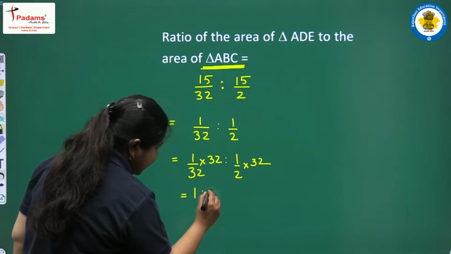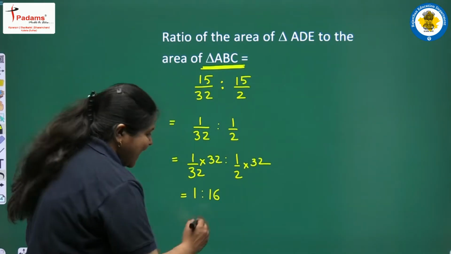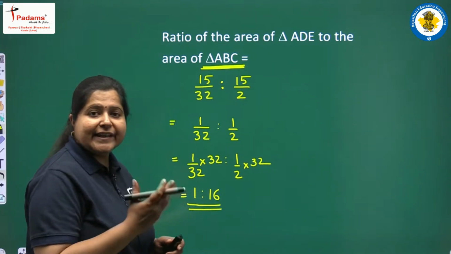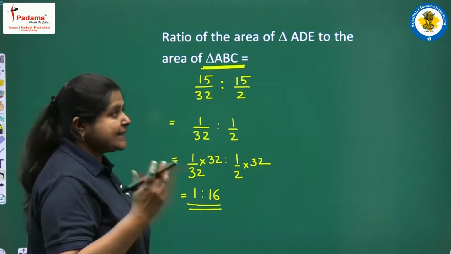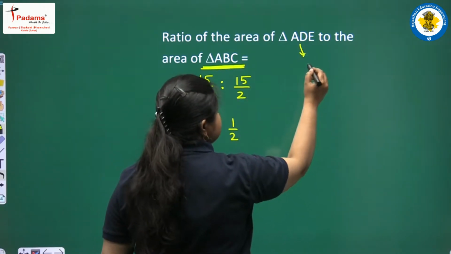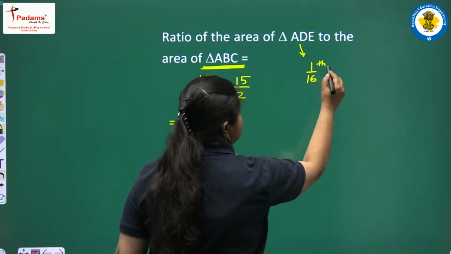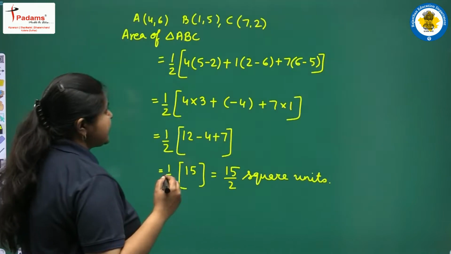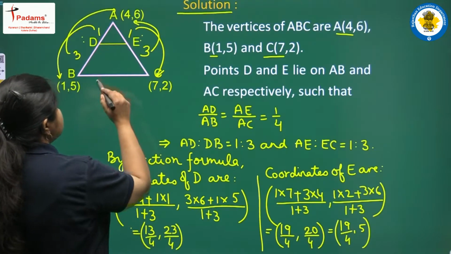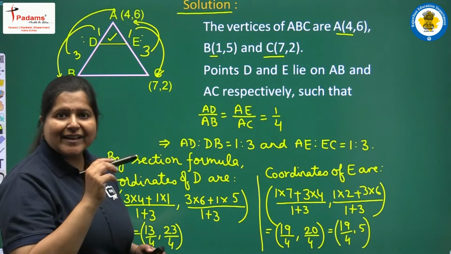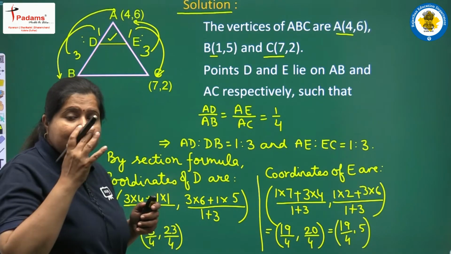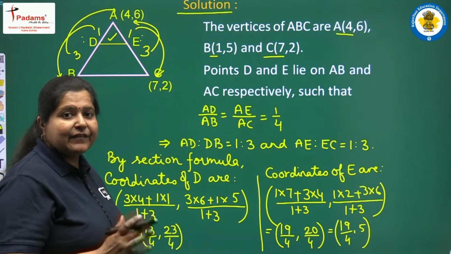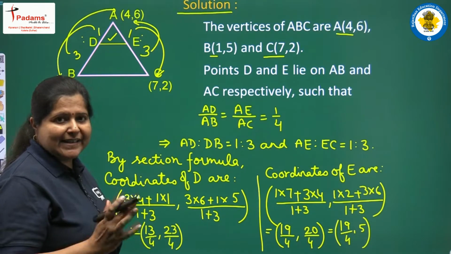This on simplifying will give us 1:16, and this is the ratio of the area of triangle ADE to the area of triangle ABC. This means that the area of triangle ADE is 1/16 of the area of triangle ABC. और आप फिगर में भी देख सकते हैं कि ये छोटा है ट्राइंगल. देखिए आप, ये ट्राइंगल ADE छोटा है ट्राइंगल ABC से और इसका एरिया 1/16 है of the area of triangle ABC. Got it? In this way we have compared the two areas by finding their ratio.